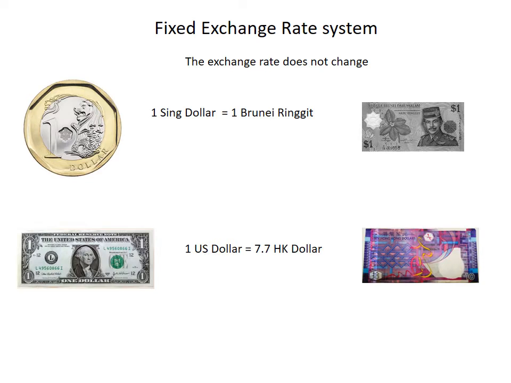Now, this is not exactly a fixed system. This is what we call a peg, PEG, right? Like a clothing peg. The US dollar is largely pegged with the Hong Kong dollar. Of course, it's the Hong Kong central bank that's doing this. Hong Kong keeps their currency value very tightly linked with the US dollar. The first digit, 7.7, is tied to the US dollar.